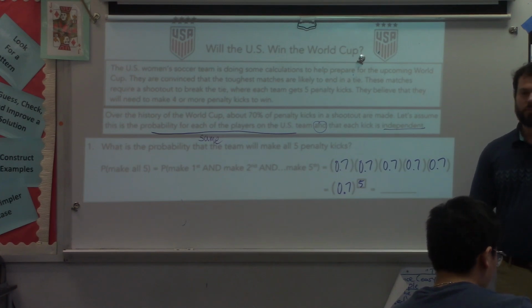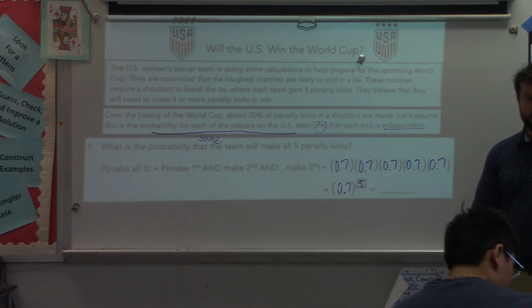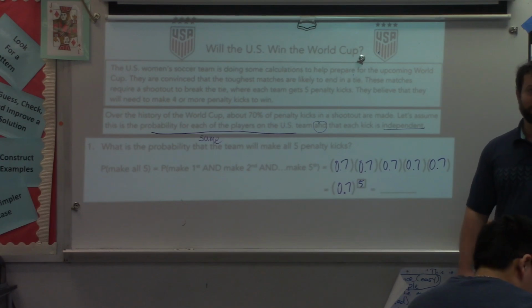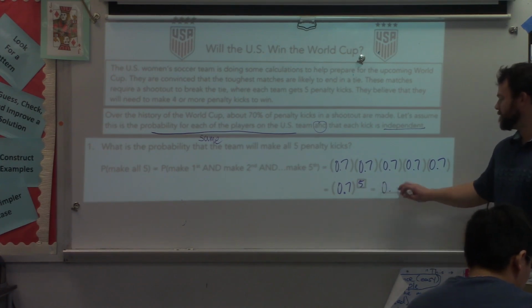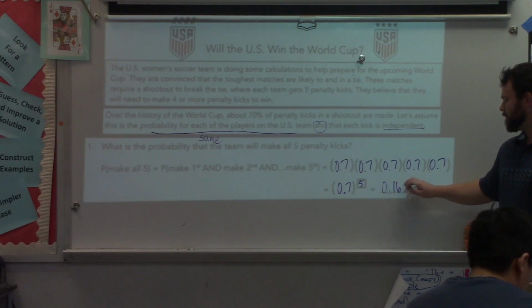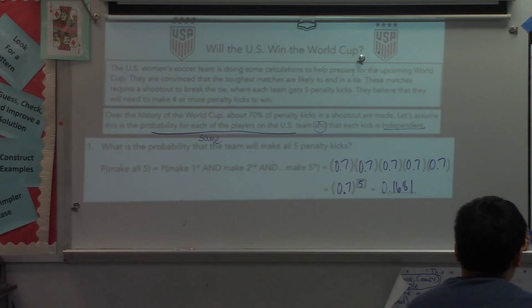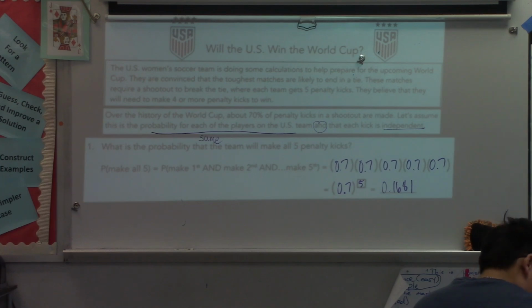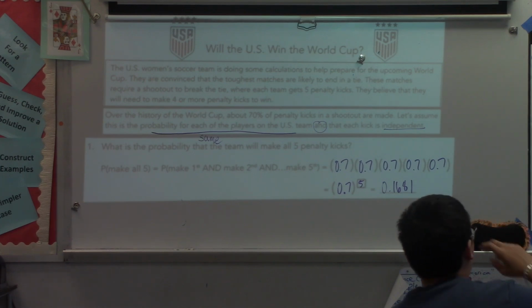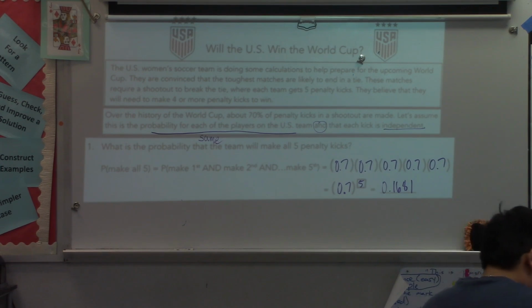It's 0.49 times 0.49 times 0.7. So 0.343 times 0.49 gives 0.16807. So we'll go 4 decimal places typically for probability, and we'll round it there. Does that one make sense? They're independent events. We just multiply those 5 different probabilities.